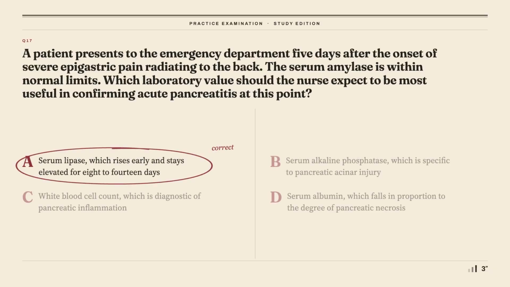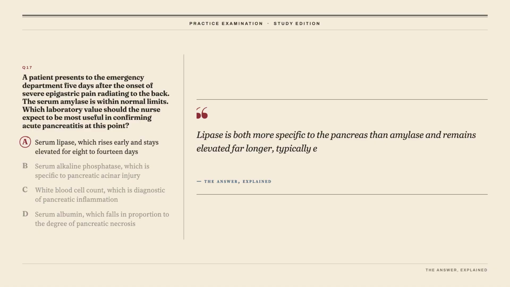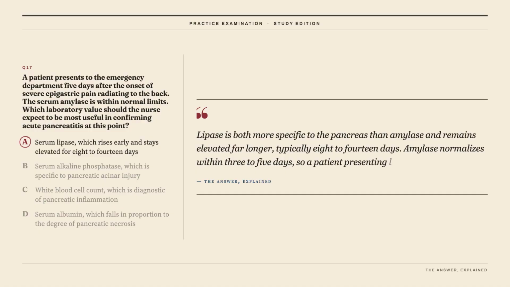The correct answer is A. Serum lipase, which rises early and stays elevated for 8 to 14 days. A is correct because lipase is both more specific to the pancreas than amylase and remains elevated far longer, typically 8 to 14 days. Amylase normalizes within 3 to 5 days. So a patient presenting late may have a normal amylase and a still diagnostic lipase. This is exactly the scenario in which lipase earns its reputation.